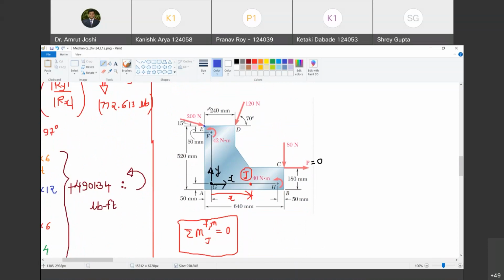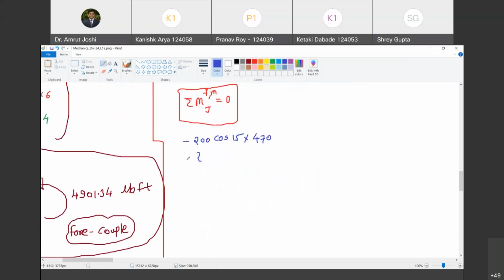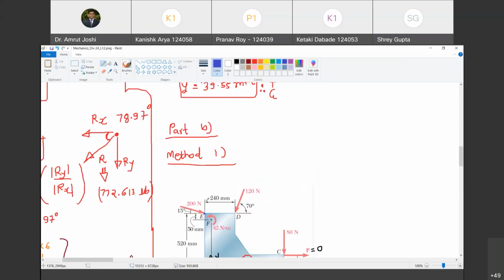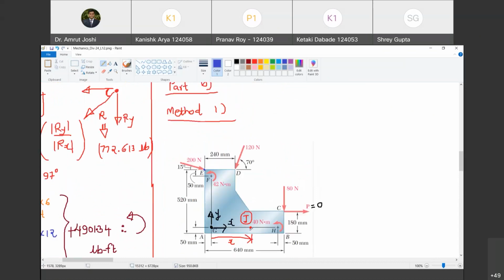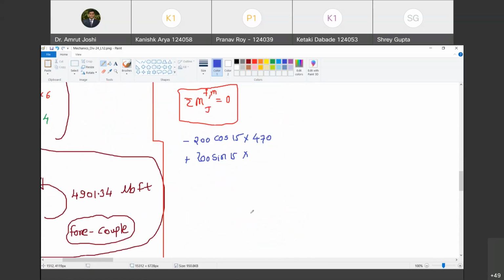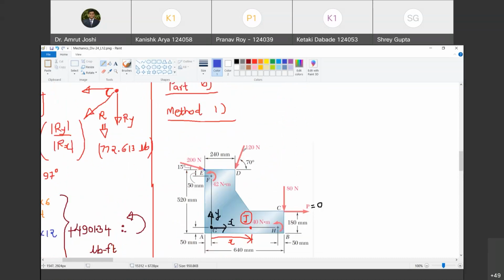Chalo. Now let us take the vertical force, vertical component. 200 sine 15. What kind of moment does it cause about J? Anti-clockwise, sir. So I am going to write it as positive. So plus 200 sine 15. And which distance am I interested in? I am interested in horizontal distance because it is vertical component. Horizontal distance between E and J. Tell me how much it is. X plus 50, sir. Yes, so this multiplied by X plus 50. Happy? Yes, sir. Okay.